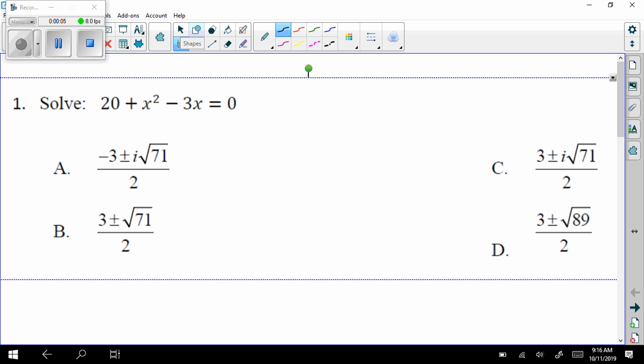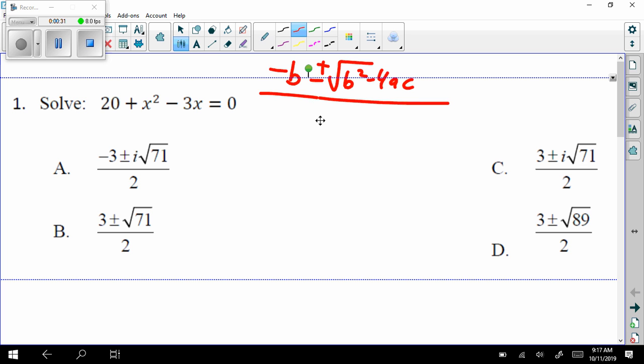All right, first one. If we're going to solve this, I would try to factor it if it is factorable. Looking at the answers, it's not. So when you can't factor, you're going to do quadratic formula, which is b squared minus 4ac all over 2a.